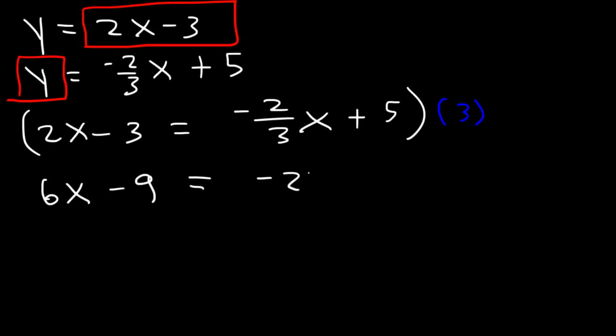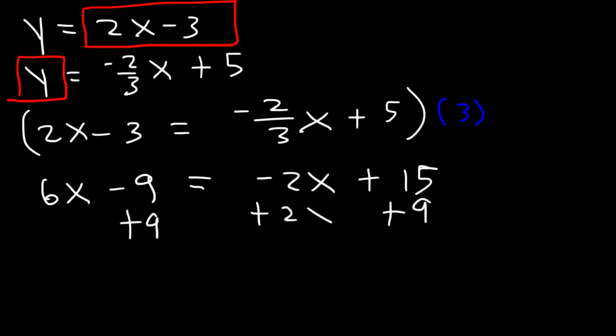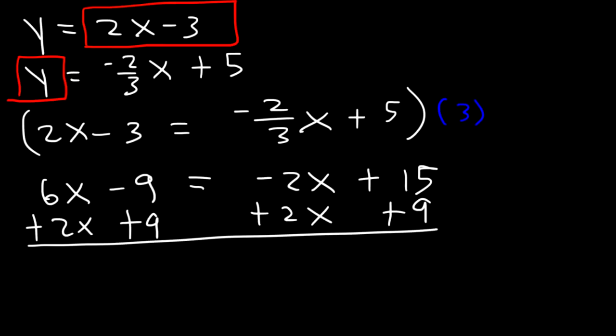So this is just going to be negative 2x. 5 times 3 is 15. Now let's add 9 to both sides, and let's add 2x to both sides. 6x plus 2x is 8x. 15 plus 9 is 24. 24 divided by 8 is 3.